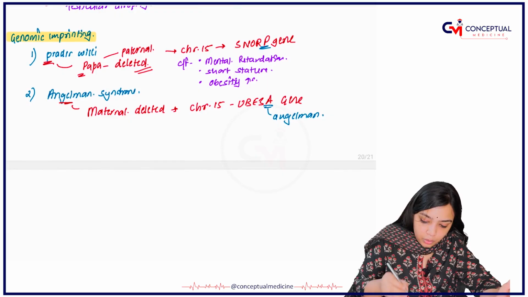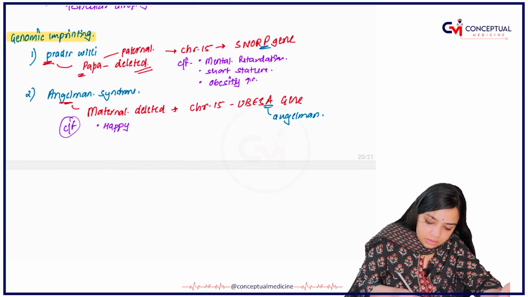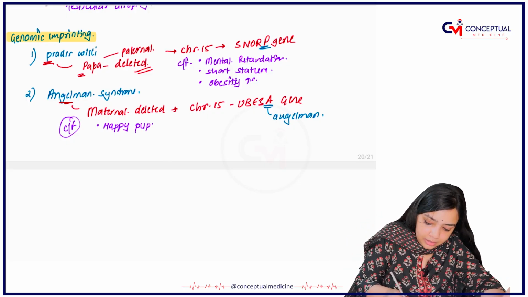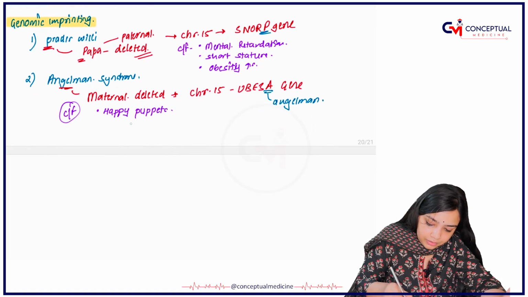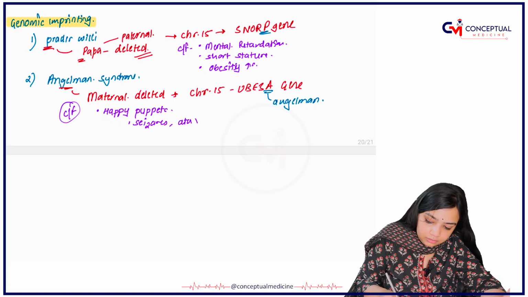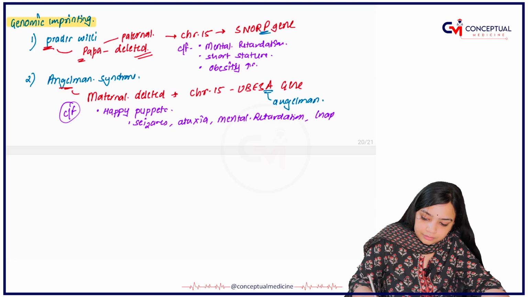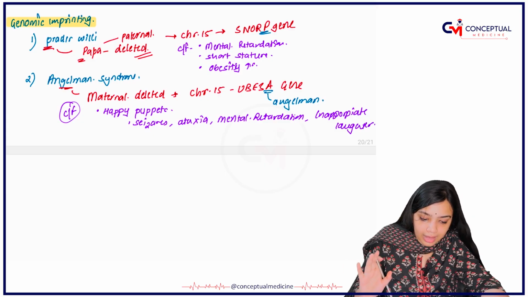And in the Angelman, you have the happy puppets. What does happy puppets mean? Happy puppets means they continuously keep on laughing. So you have the happy puppets. There will be seizures, ataxia, mental retardation, and inappropriate laughter. This means they are the happy puppets.